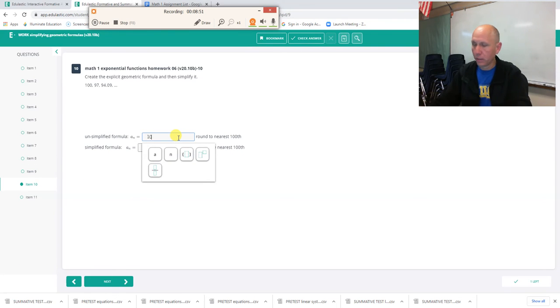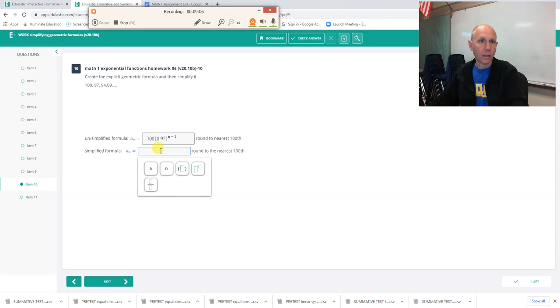Value of the first term is 100. The ratio is 97 divided by 100, which is 0.97, raised to the n minus 1. Normally I'm multiplying by 0.97, but to go the opposite direction I divide. So 100 divided by 0.97 takes me to 103.09 with the rounding. There it is, simplified.